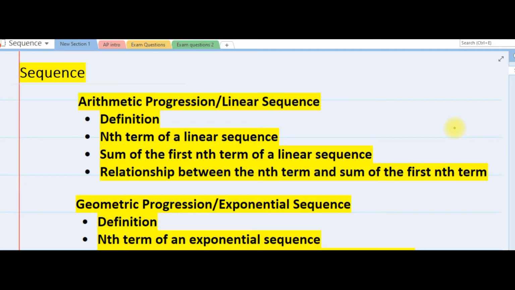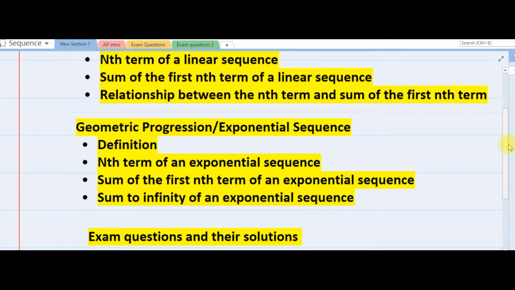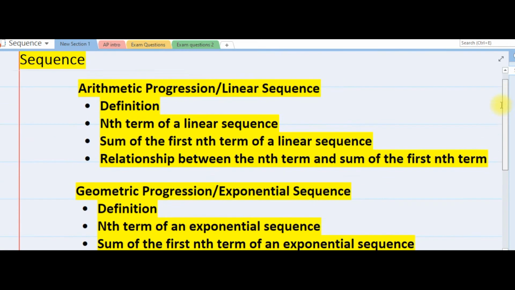Today we'll be looking at sequence, and under sequence we'll be treating arithmetic progression or linear sequence. Under linear sequence we'll need to know the definition, how to find the nth term of the sequence, the sum of the first n terms of a sequence, and the relationship between the nth term and the sum of the first n terms. We then go down to geometric or exponential sequence. Under it we still find the same things, definition, nth term, down to sum to infinity. So let's now start with arithmetic progression.